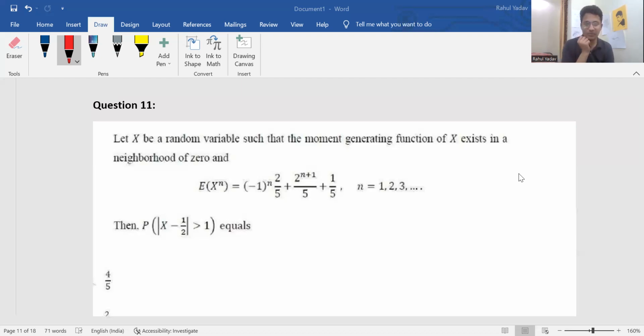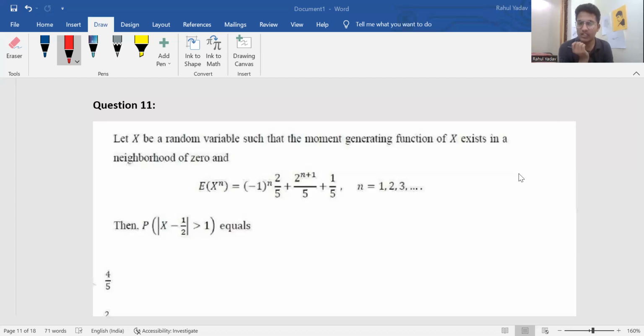If I go to problem number 11, it says that we have some random variable X such that the MGF of X exists in the neighborhood of 0. The first thing you have to notice is that the MGF of X exists in the neighborhood of 0, so there might be a linkage to this particular thing.